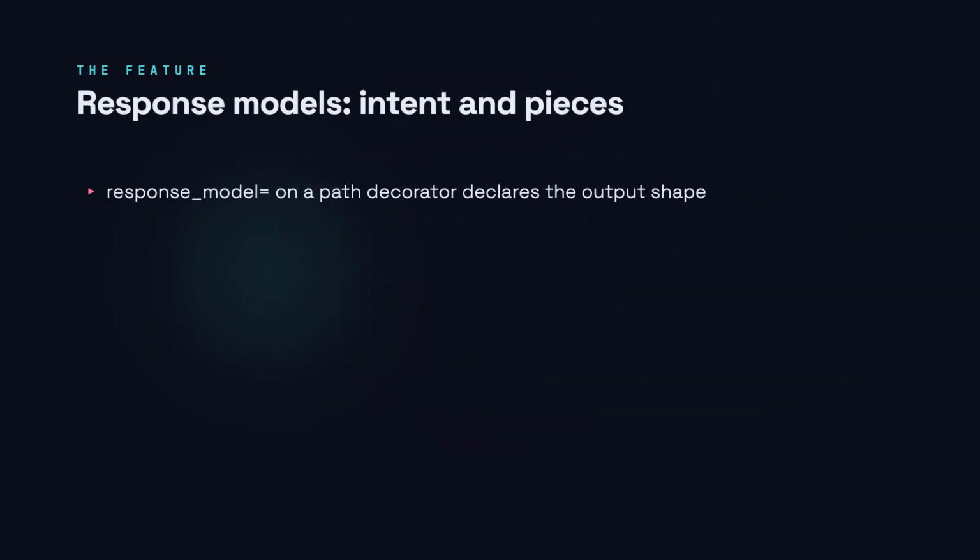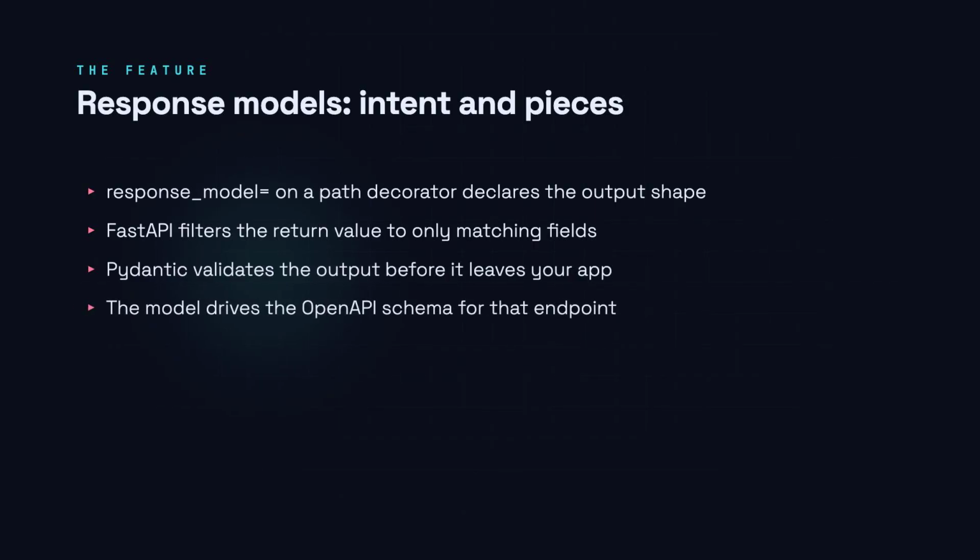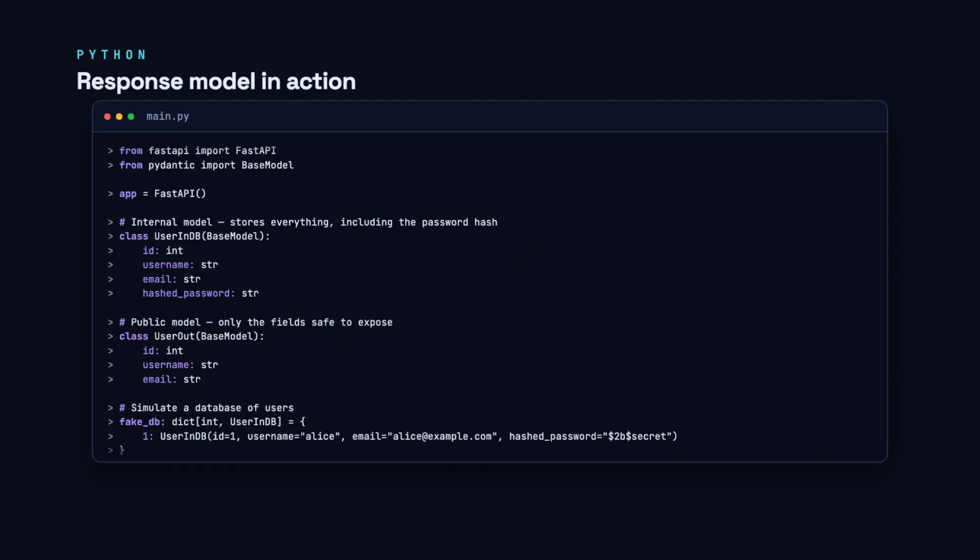The key piece is the response_model parameter on the path operation decorator, that is the @ decorator like @app.get or @app.post. You pass it a Pydantic model class, not an instance. FastAPI then does three things automatically. It filters the data your function returns, so only fields present on that model are included. It validates those fields using Pydantic, and it registers the model in your OpenAPI schema, so the docs show the correct output shape. Your internal data model and the public response model are kept as separate classes, which is the whole point. Let us walk through this line by line.